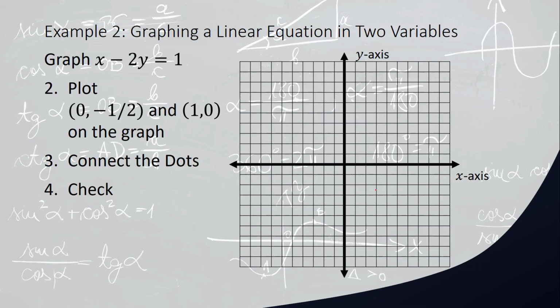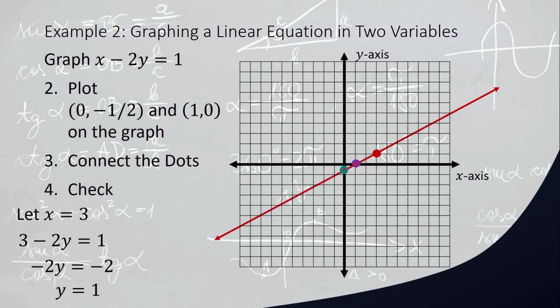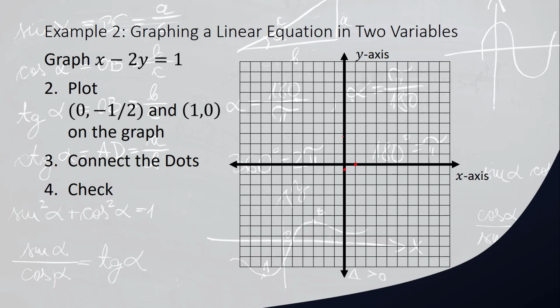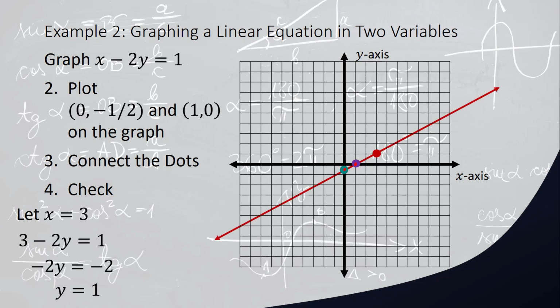Okay, well, here is 0, comma, -1/2. It's right there. And then 1, comma, 0 is right there, as we can see. And if we connect the dots, here is our line, and then we need to check.